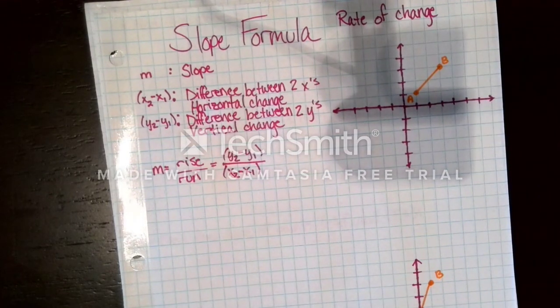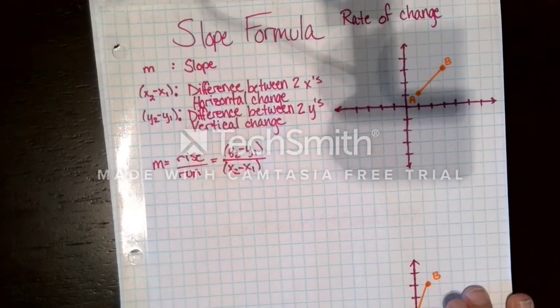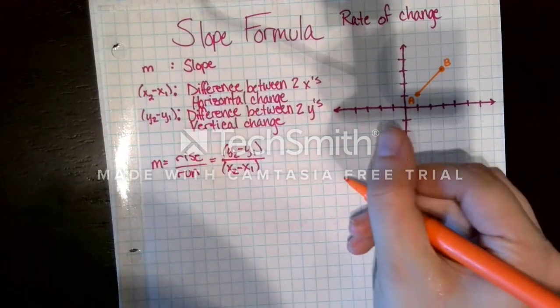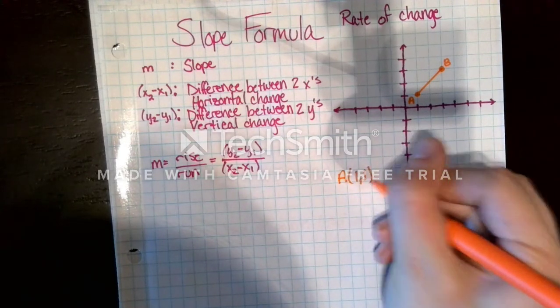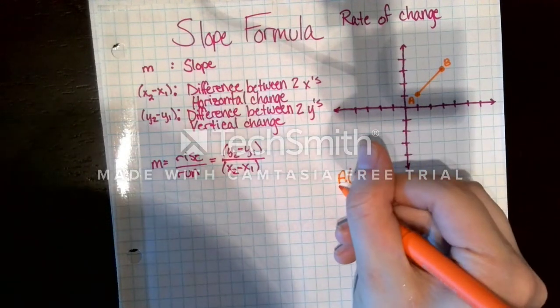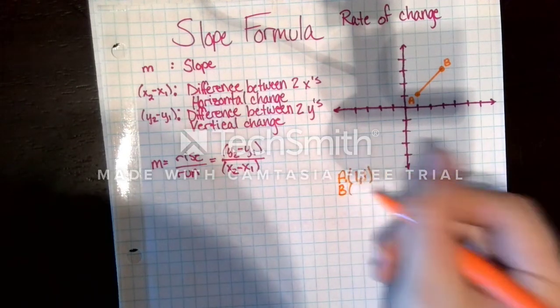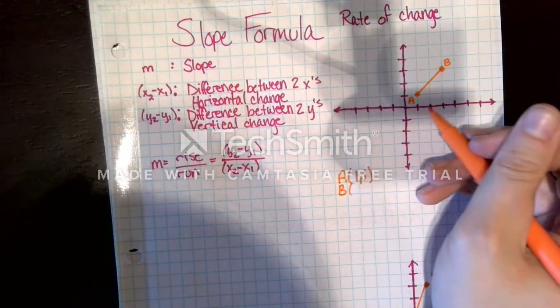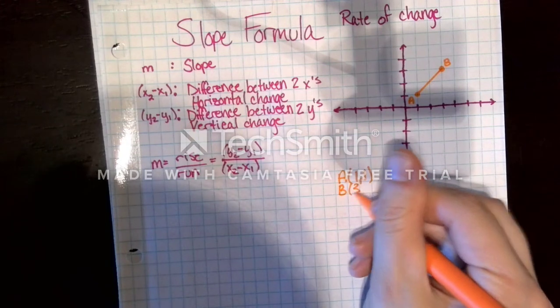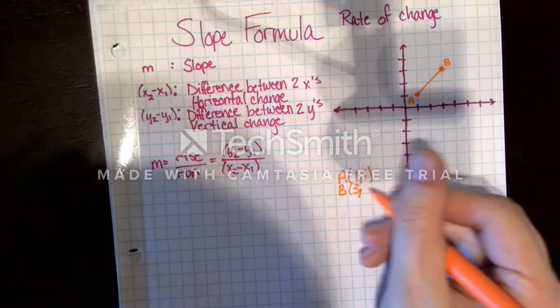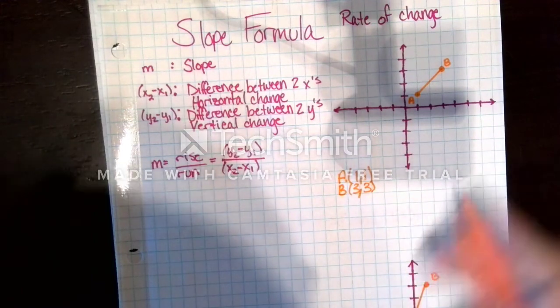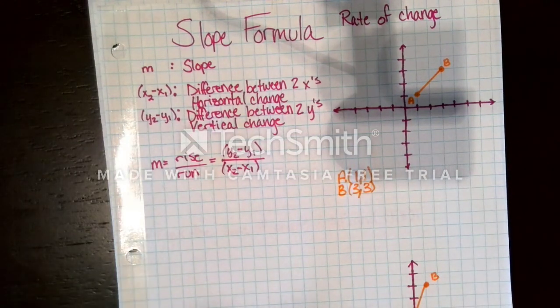For this example, we have point A. Point A is at 1, 1. And point B is at 3, 3. Those are your respective points.